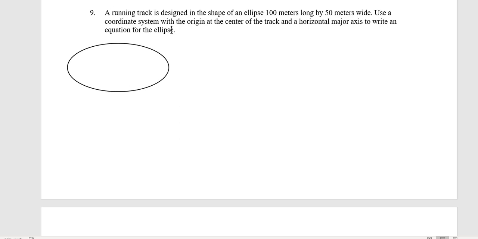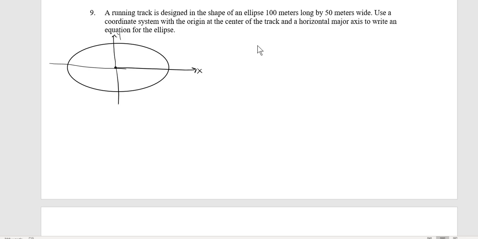A running track is designed in the shape of an ellipse, 100 meters long by 50 meters wide. Use a coordinate system with the origin at the center of the track and a horizontal major axis to write an equation for the ellipse. So we want to set up a coordinate system around this. Major axis should be along the x, and our major axis is the long one. So I set it up like this. That's how we have to have our coordinate system set up.